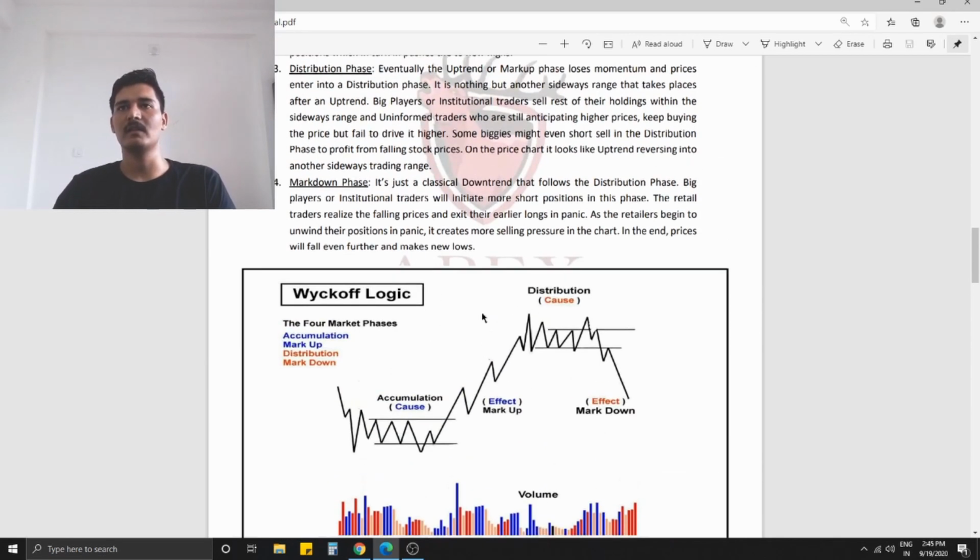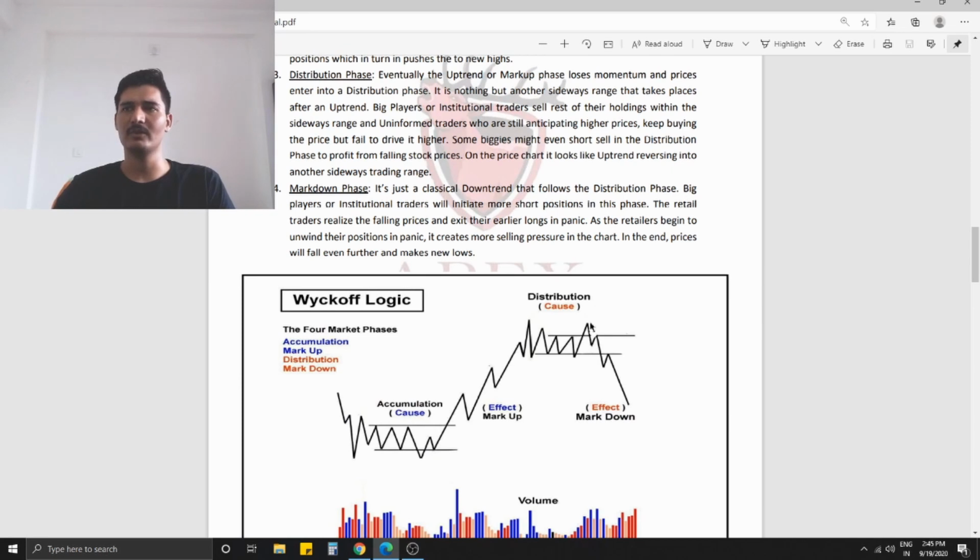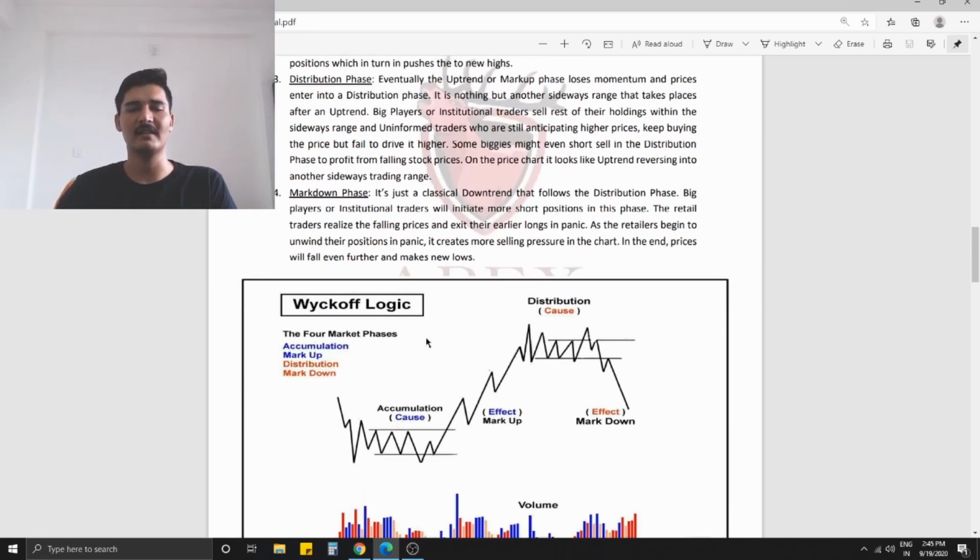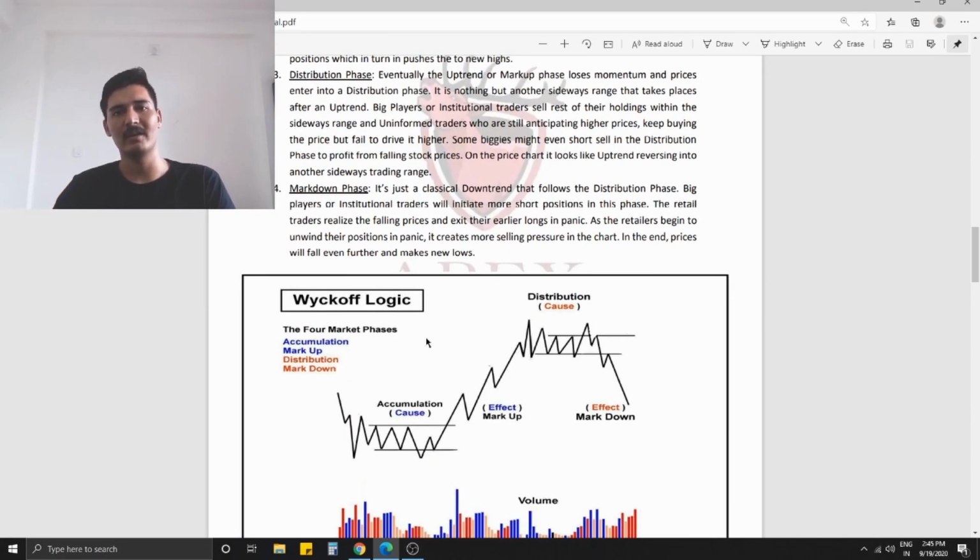If you can see on the chart, just to take you through the basics once again, we discussed the three laws: the law of supply and demand, the law of cause and effect, and the law of effort versus resistance. All three of which I explained to you guys as simply as I could. So I hope you guys understood that.